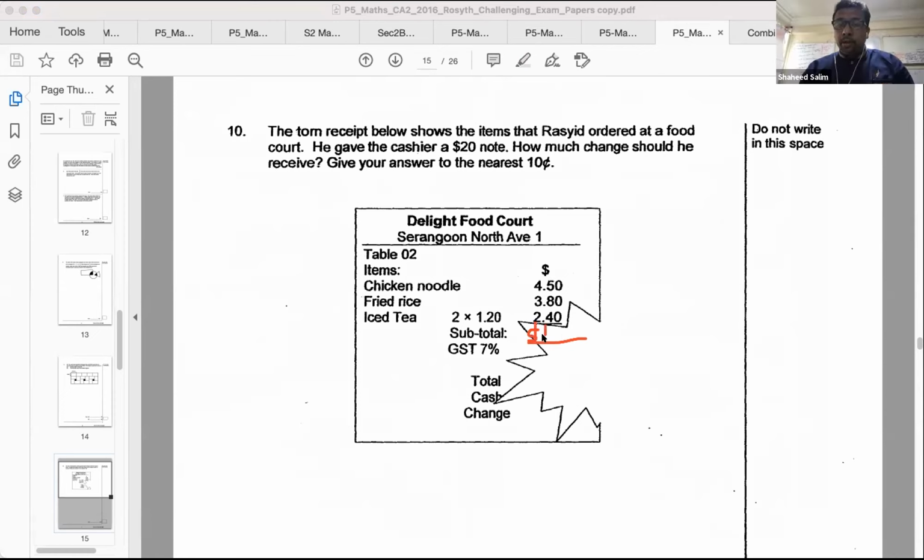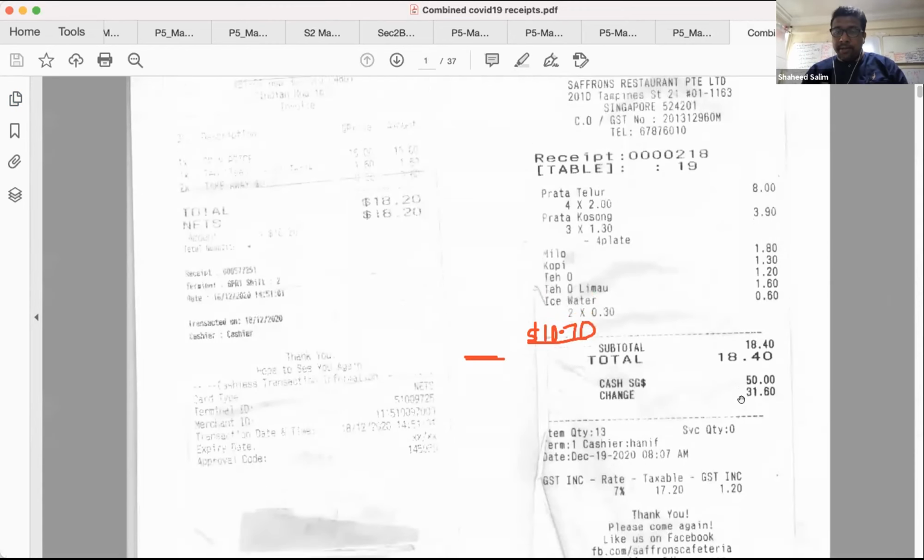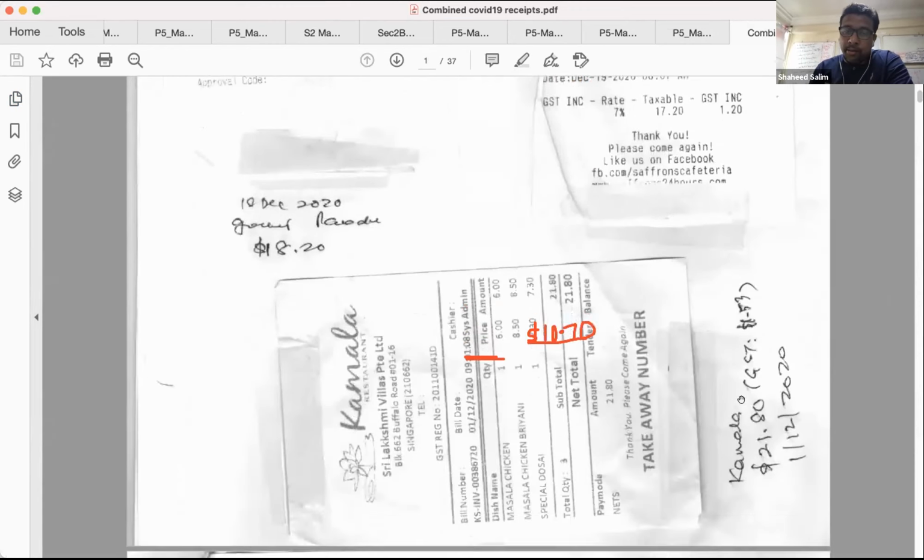$10.70. But you see, you have to pay more now. You know? You must pay more than $10.70. You have to pay GST. Some restaurants, like the one down here, I just showed you, they put the GST inside. This one, GST is inside already. But some restaurants, they don't. GST must be paid separately.